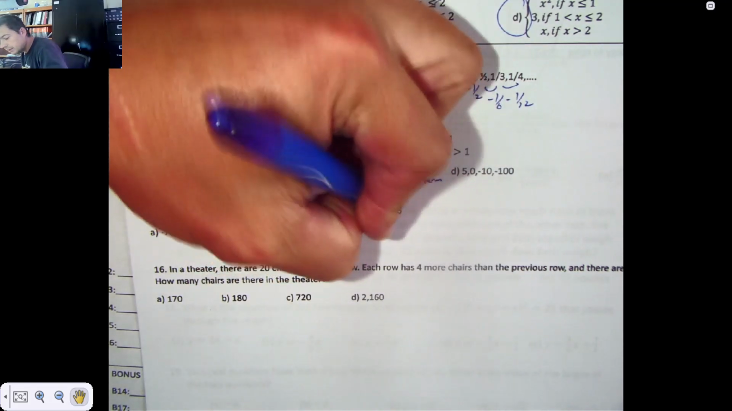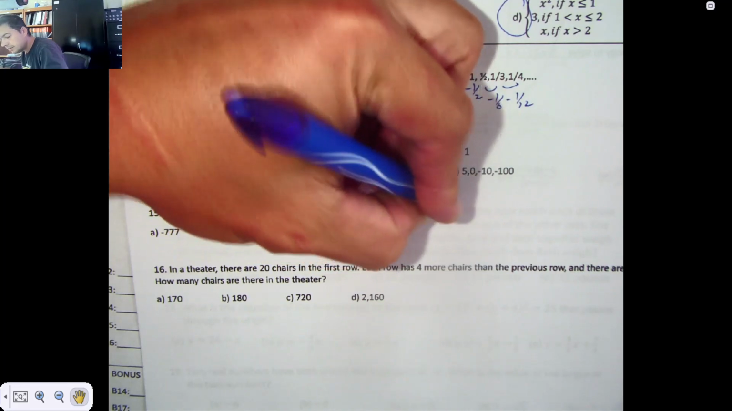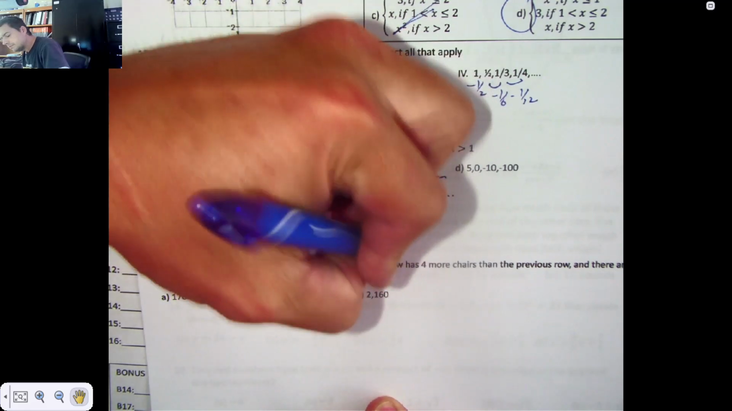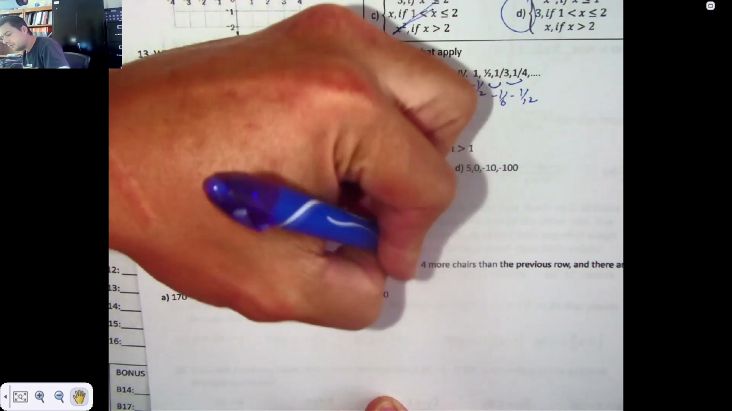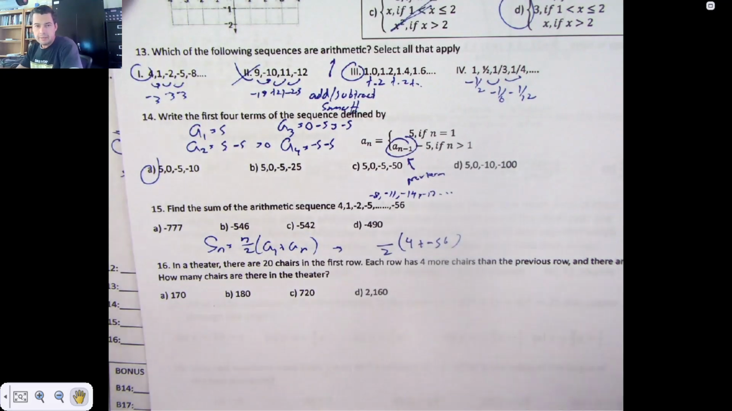Find the sum of this sequence. What you could have done is you could have filled in the blanks. Negative 8, negative 11, negative 14, negative 17, dot, dot, dot. Continued on forever. You could have, all the way to negative 56. Or what you could have done is you could have used a formula. Sum of n things is n over 2 first plus last. And you know some of this. You know the first term is 4, the last term is negative 56, and use your God-given brain to figure out how many things there are.